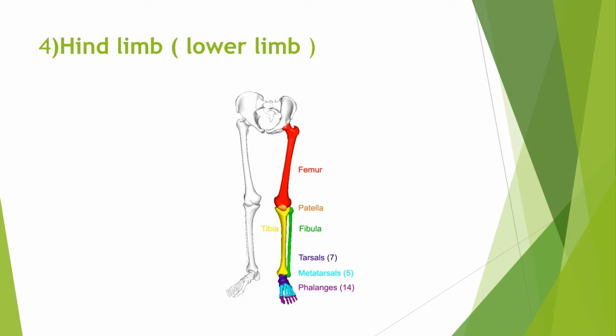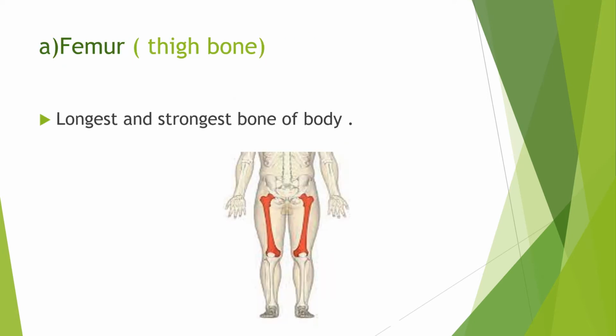The last part of appendicular skeleton is hind limb, which is commonly called lower limb of the body. Lower limb means your legs and the feet constitute the hind limb or the lower limb of the body. So these are the main bones of the hind limb. First one is femur, second is patella, third is tibia, fourth is fibula, fifth are tarsals, then metatarsals, and then phalanges. Now we will study femur in detail.